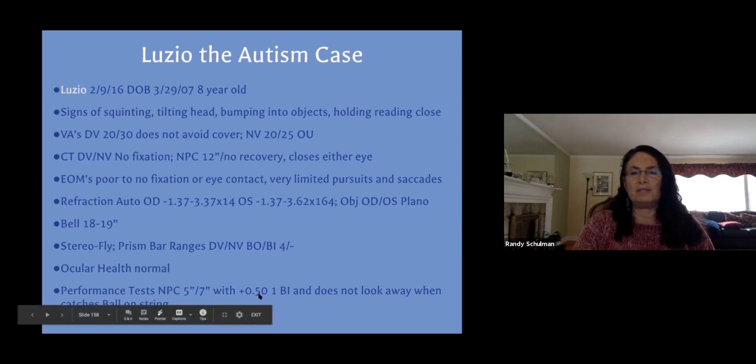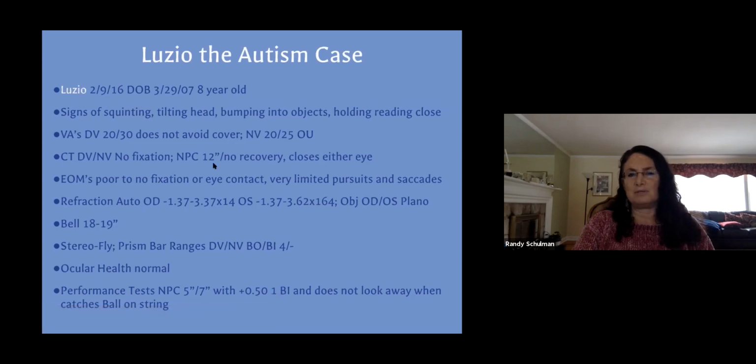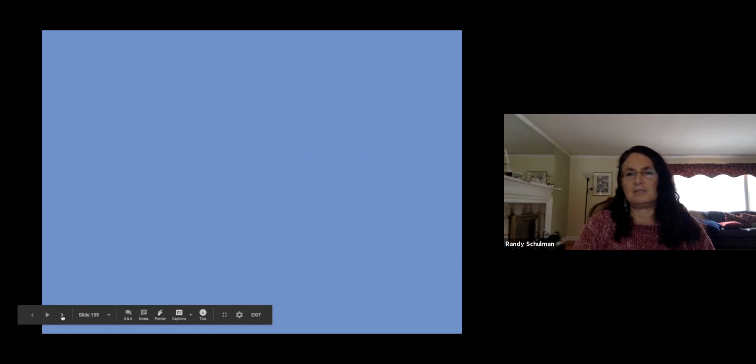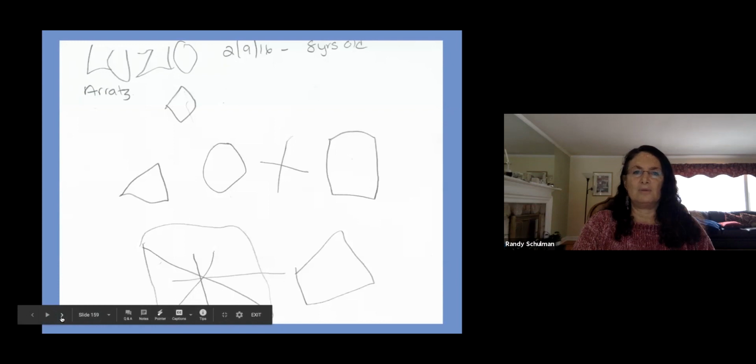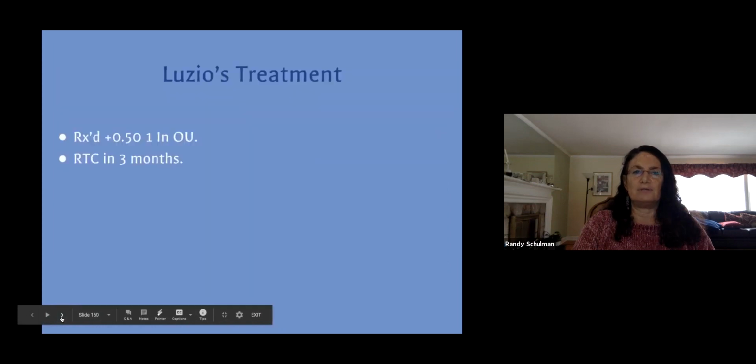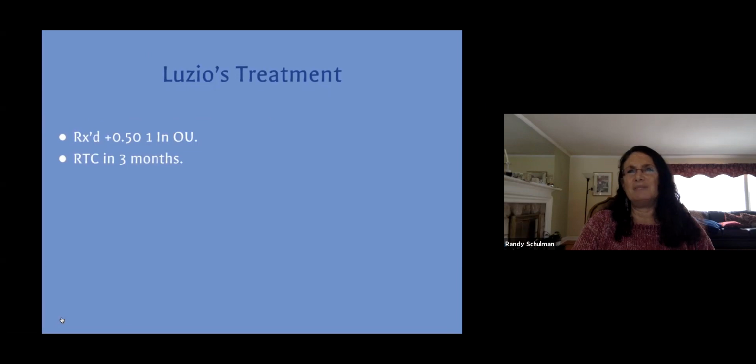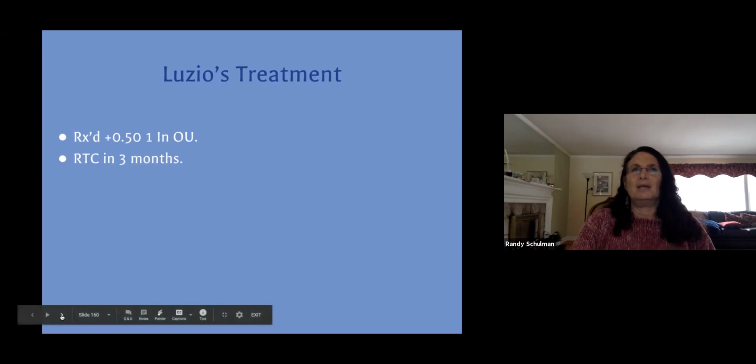With +51 basin, and I went with the 1 because the NPC was so poor. And that gave 5 inches, 7 inches, and he did not look away when he caught the ball on a Marston ball. So again, did some performance testing. That's his copy forms at 8 years of age, which is more like a 5-year-old, and that's what we gave him. And I've been seeing him for years. He still uses the 1 basin.